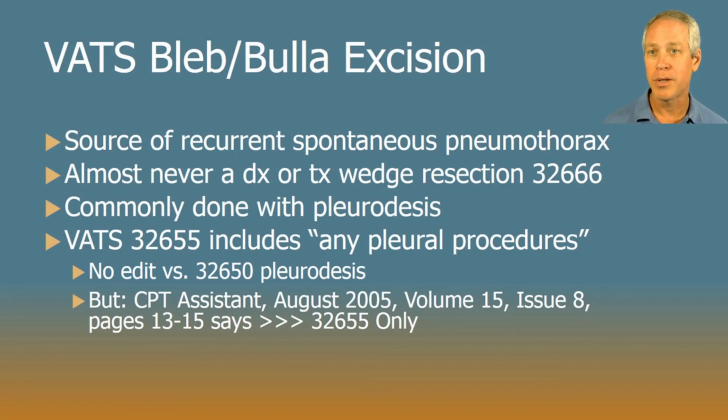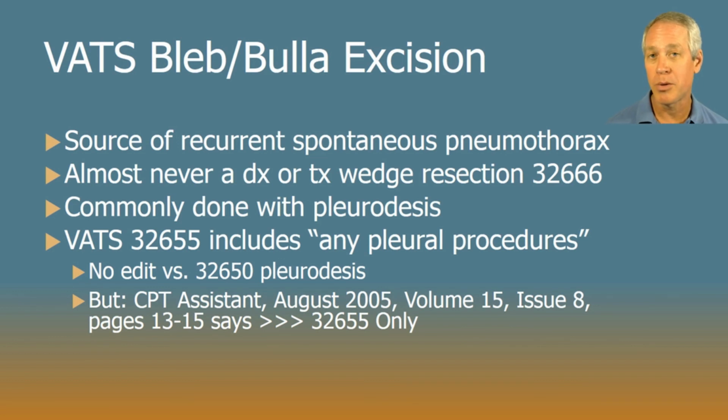So how to take care of coding a bleb or bulla excision as a source of recurrent pneumothorax. Now there is the potential for a therapeutic wedge resection of the entire piece of lung upon which the bleb or bulla was present, but it's usually, in the truest sense of the code 32655, just a resection of just the bleb or bulla itself.